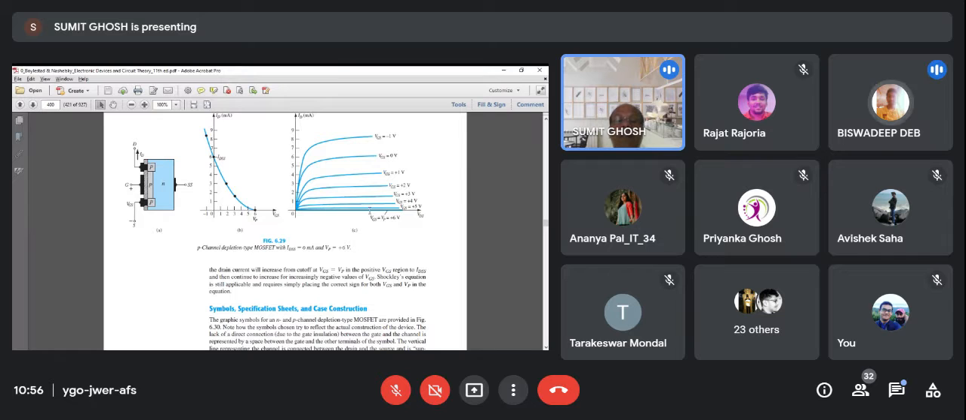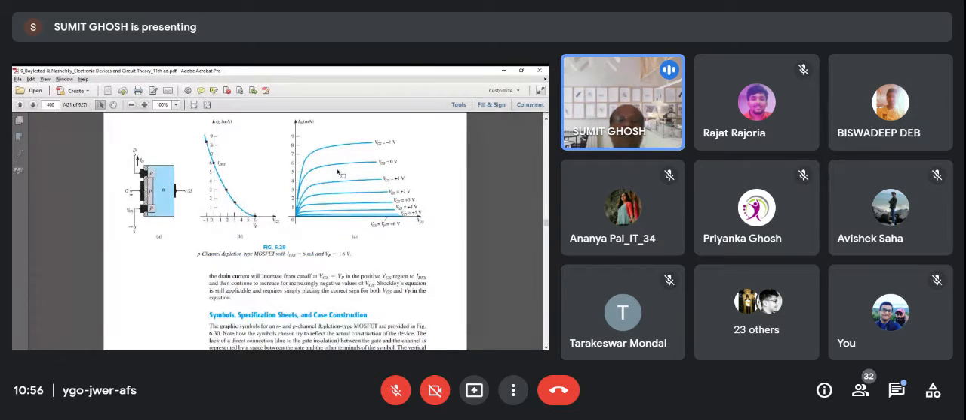I'm not going into the details of this. Generally, these questions normally don't come for P-channel, but the concept is very similar. We start with VGS equal to 0, and we have the output or drain characteristics like this curve. Now earlier it was negative voltages. Now for P-channel it will be positive voltages. The concept is absolutely the same.